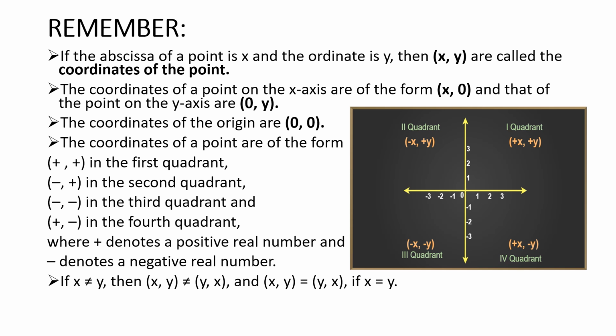Now it is very obvious that if x is not equal to y, then the point x, y will not be the same as the point y, x. So x, y will be the same as y, x if and only if x and y both have the same values.